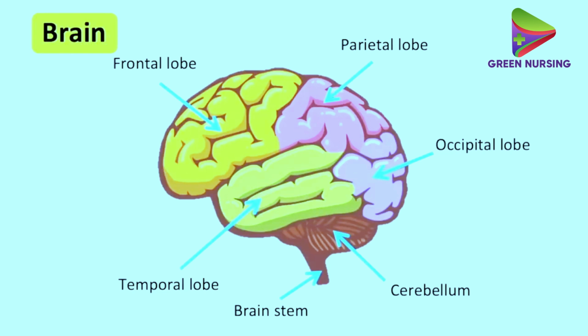So here are the different parts of the brain: the frontal lobe, parietal lobe, occipital lobe, temporal lobe, cerebellum, and brainstem. The brain is responsible for many different things, including thinking, decision-making, emotion, memory, speech production, as well as muscle control, coordination, balance, and sensory reception.